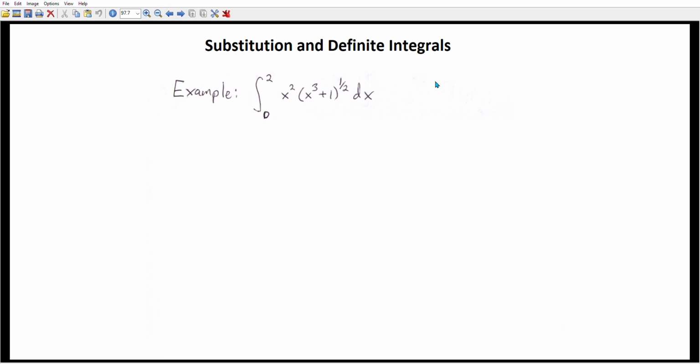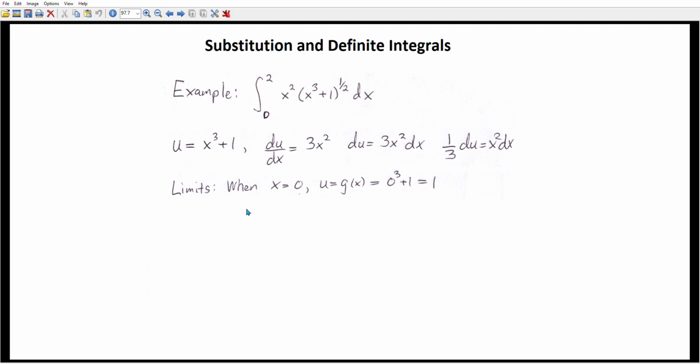So as an example, let's look at the integral from 0 to 2 of x squared times (x cubed plus 1) to the 1/2 dx. We make the substitution u equals x cubed plus 1. du dx is 3x squared. du is 3x squared dx. We see there's an x squared dx in the integral, so we divide by 3, and we have 1/3 du equals x squared dx. Okay.